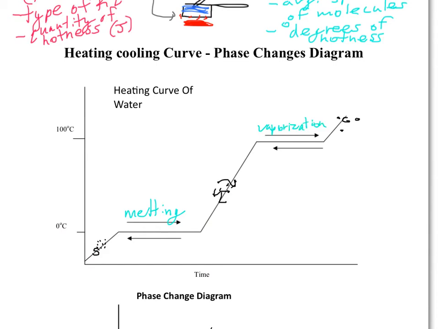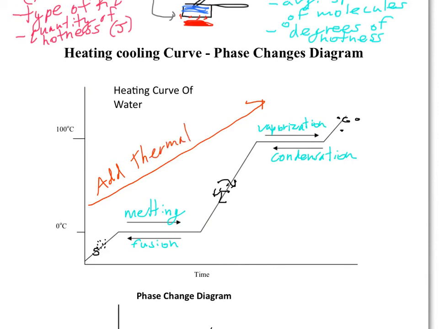Going from a gas to a liquid, condensation. And going from a liquid to a solid, fusion or freezing. So going in this direction, we are adding thermal energy or heat, same thing. And therefore we go through melting and vaporization.